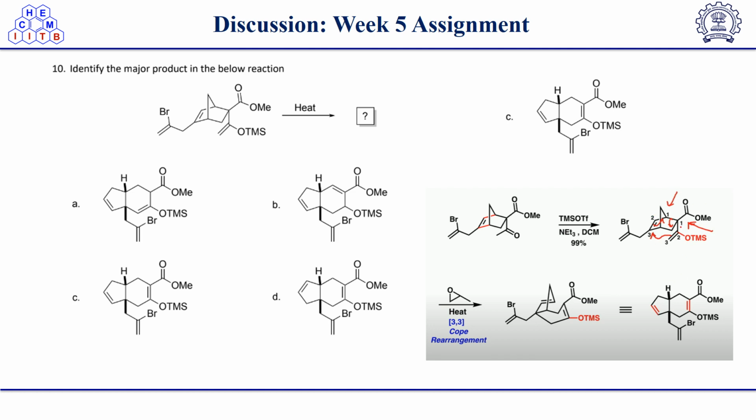So here, as we can see, there is a possibility of a [3,3] sigmatropic rearrangement with this allyl system. So 1, 2, 3, 1, 2, 3. As we know, in a [3,3] sigmatropic rearrangement, this 1,1 bond will be breaking and the 3,3 bond will be forming. So as a result, we will be getting this corresponding product which can be redrawn in this manner. That is a 5-membered ring fused with a 6-membered ring, and all the corresponding groups are also intact.